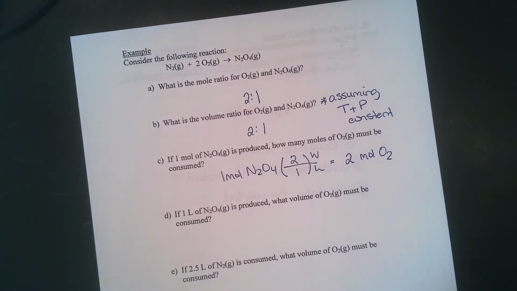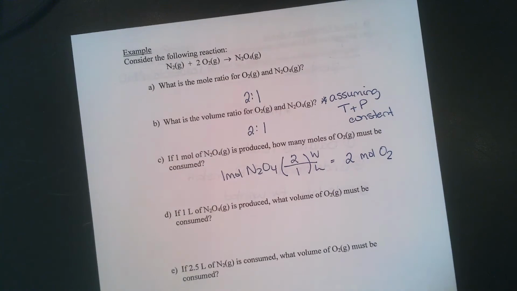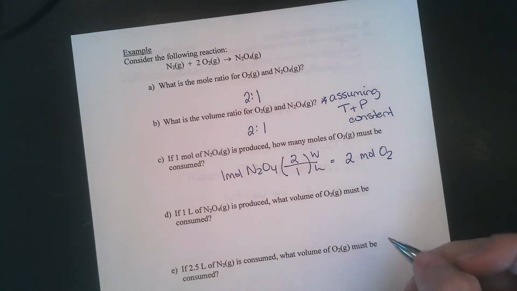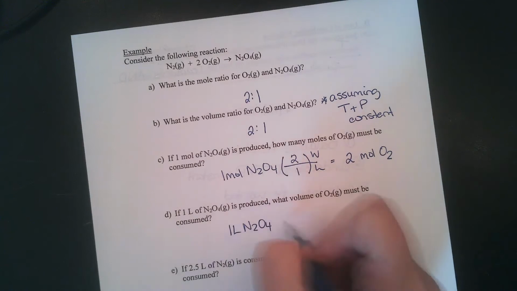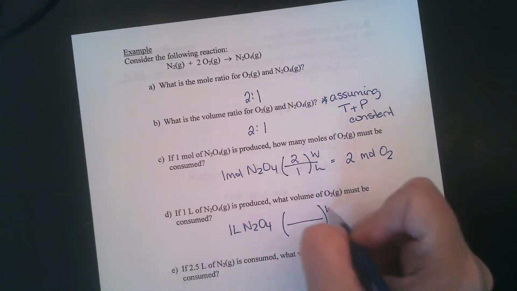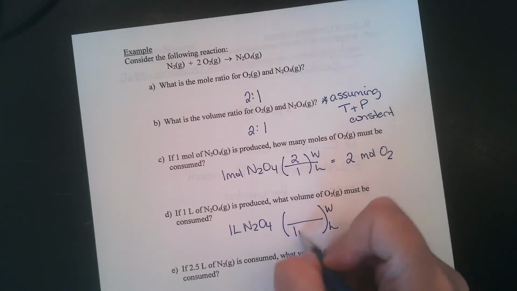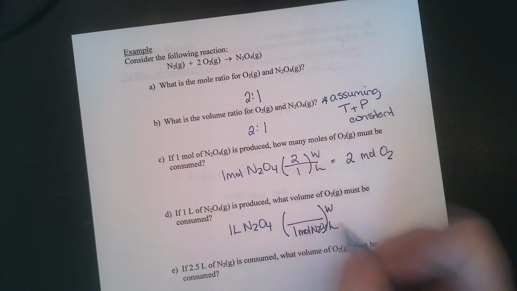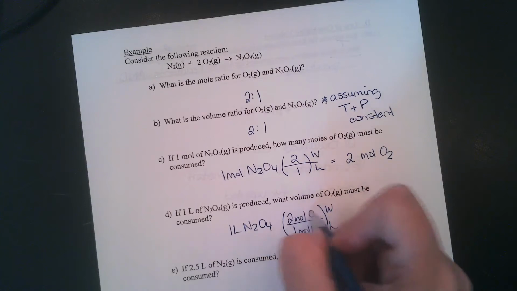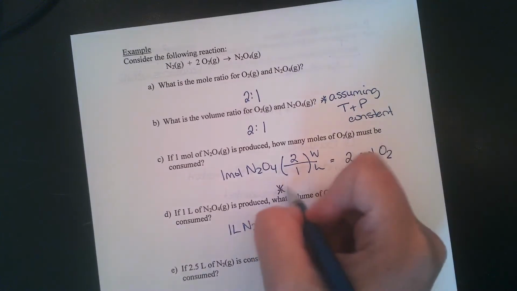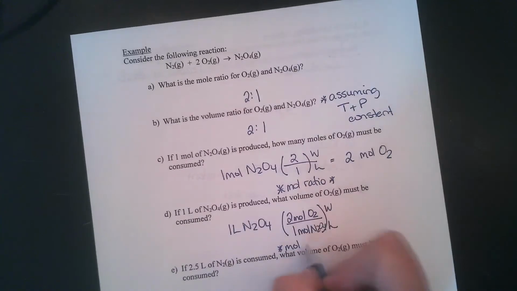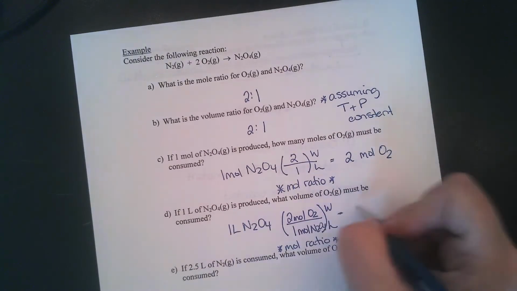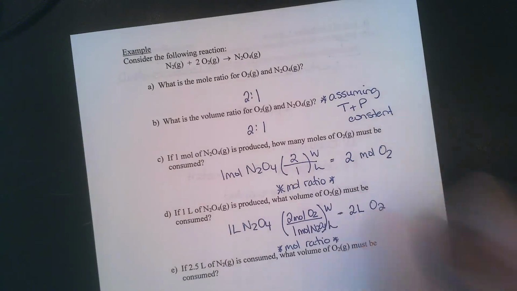If 1 liter of dinitrogen tetraoxide is produced, what volume of oxygen must be consumed? I have 1 mole of N2O4 in the reaction, and I have 2 moles of O2. Again, it always comes down to mole ratio. That's the only way that you can compare different species. It's going to be 2 liters of O2.